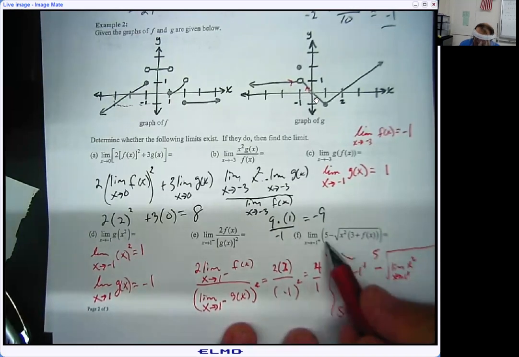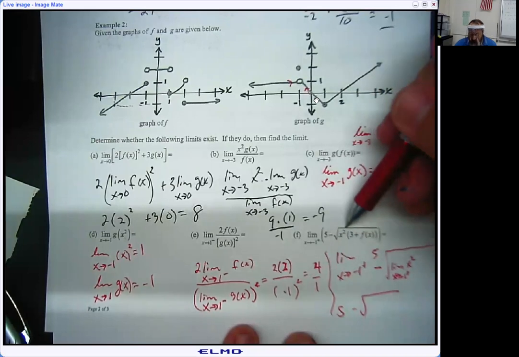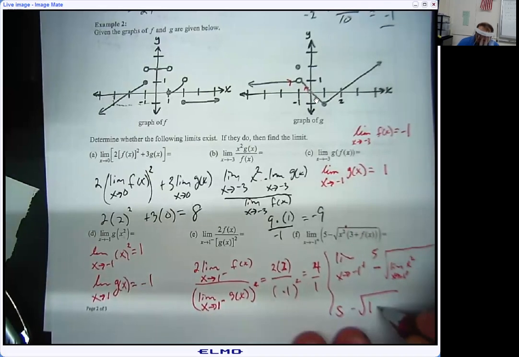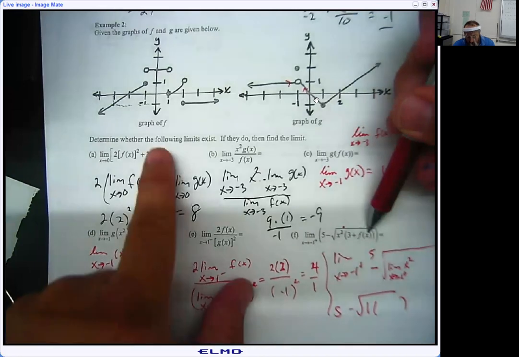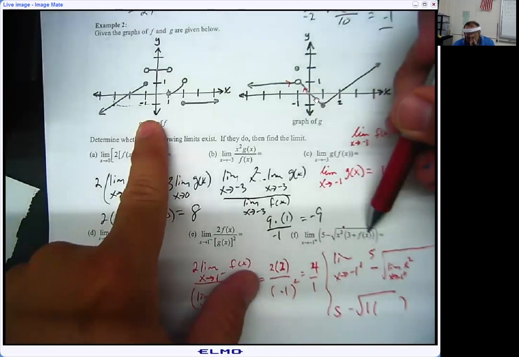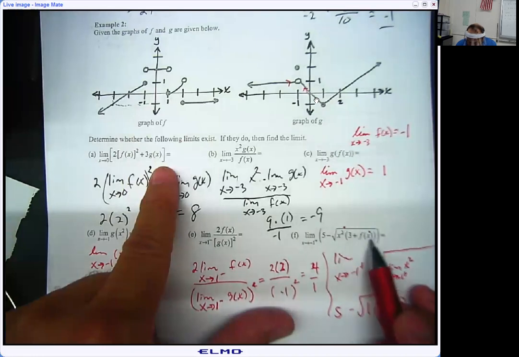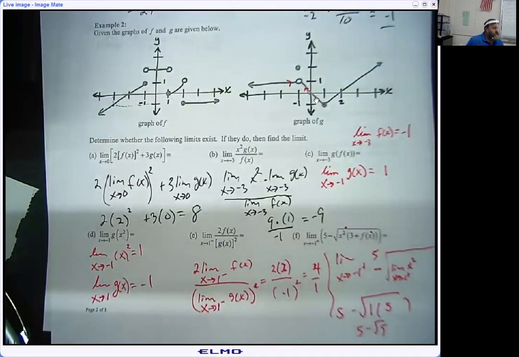So I do know that this answer is five, right? As X gets really close to negative one, five remains five. What happens as we get really close to negative one here? What does that get close to? As X gets really close to negative one, I think X squared gets really close to one. And then how about this? What happens as X gets close to negative one on F? As X gets close to negative one on F, but from the high side, it's two. So what's gonna go in this little bracket right here? Three plus two, so it looks like my answer would be five minus root five. And that's just kind of giving us a feel for how that plays out.